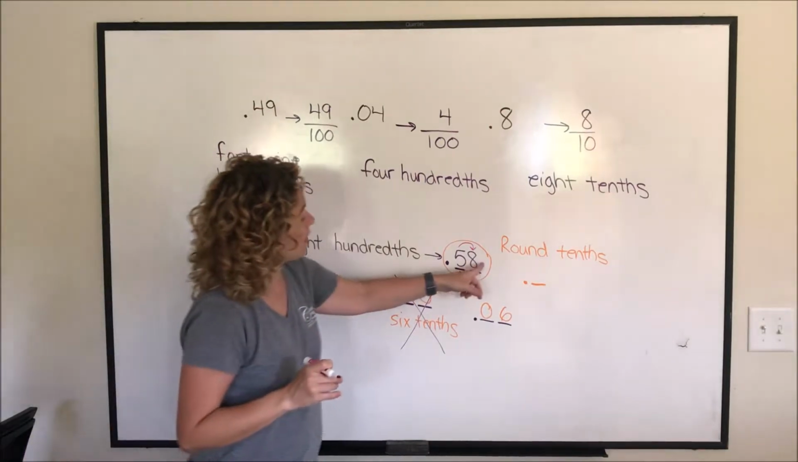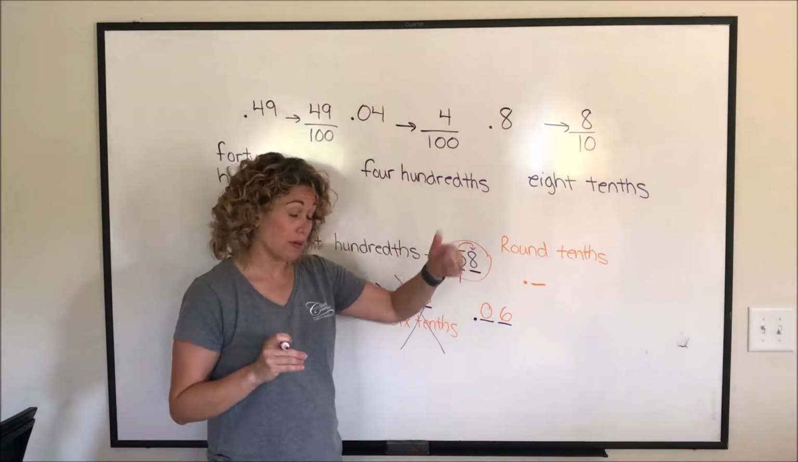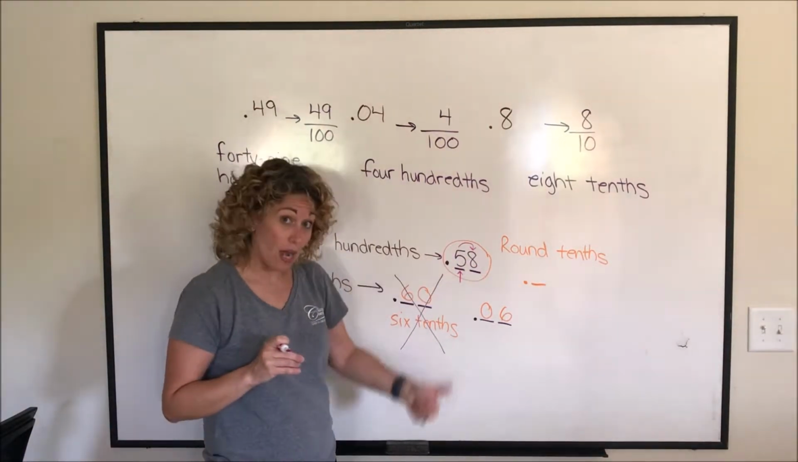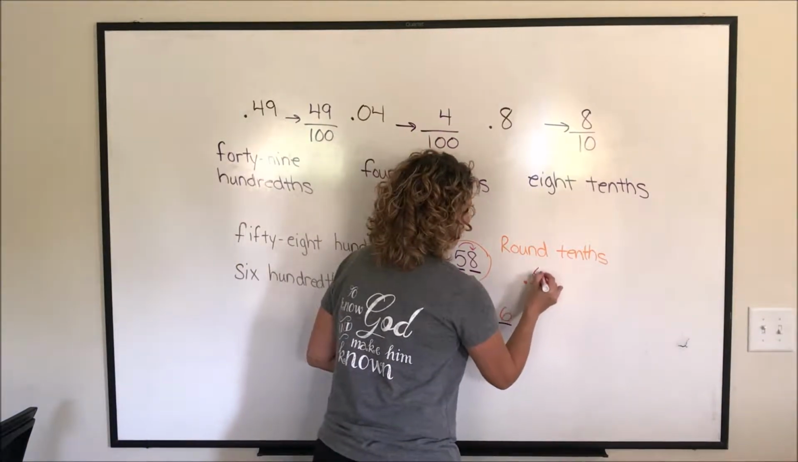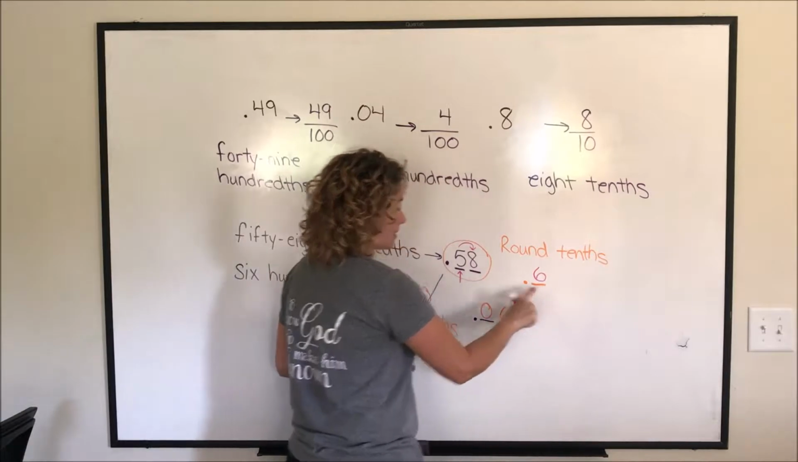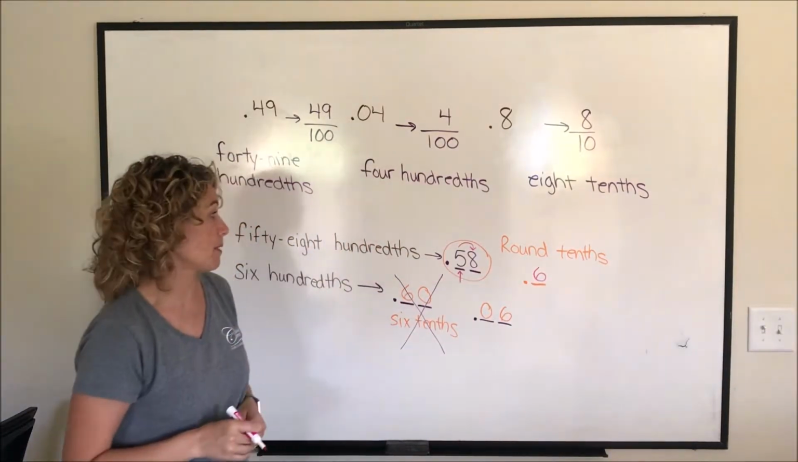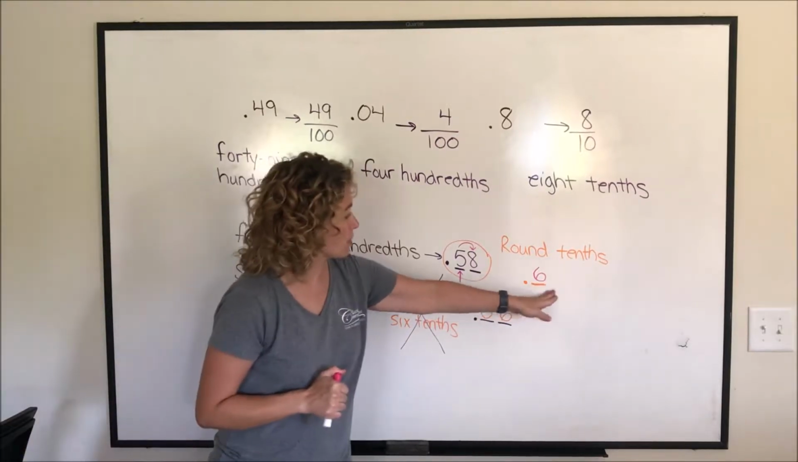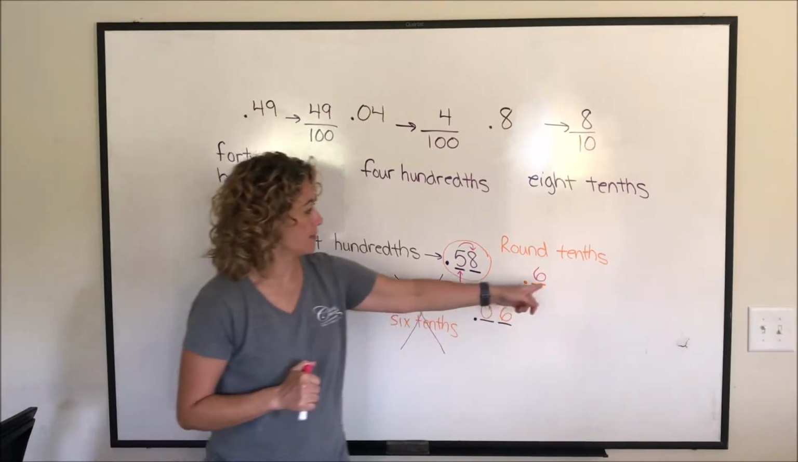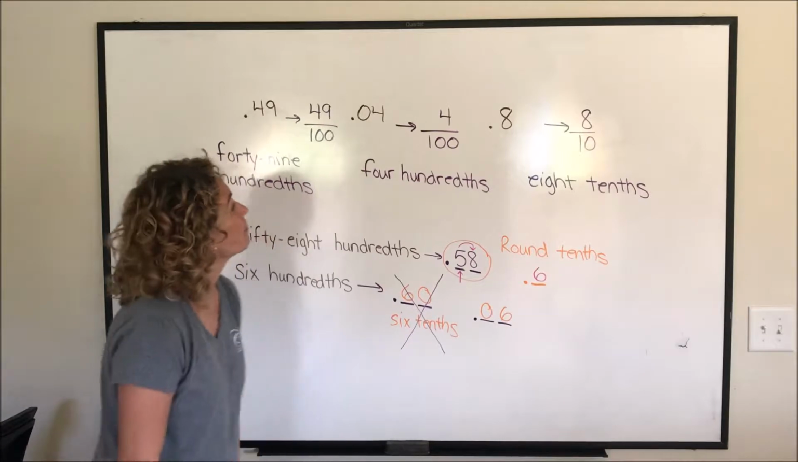That means you're going to round up. So this will no longer be a 5, it's going to go up to a 6. And because we only want tenths, that's it. That's the end of the problem. Okay? And here you can see we're actually 6 tenths. That would be 6 tenths. Okay?